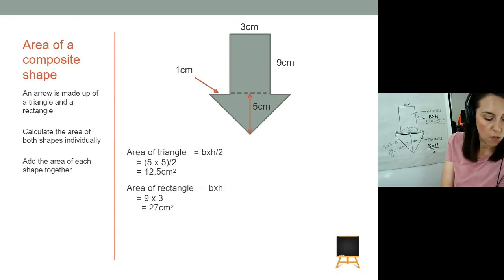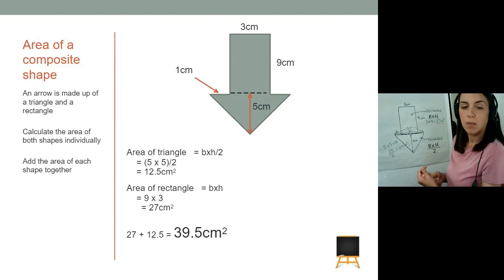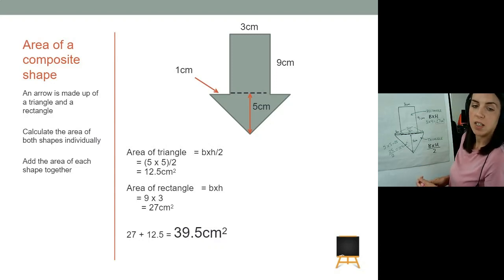We all seem to be in agreement. Fabulous. I'll just give everybody a chance to have a go as well. So we end up with 27 plus 12.5 to give us 39.5 centimetres squared.